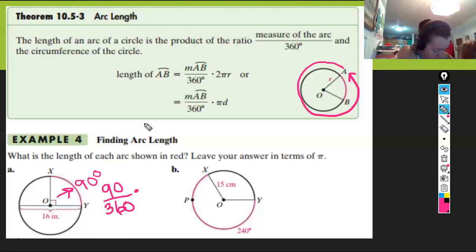Oh, baby. Oh, goodness. We're almost done. Otherwise, I'd hit pause or something.